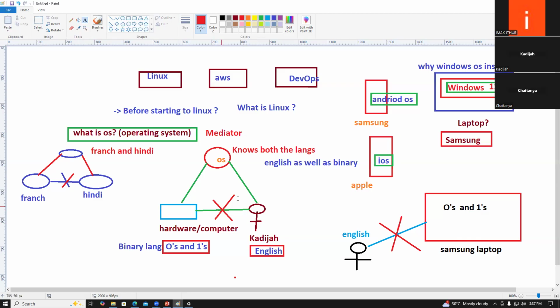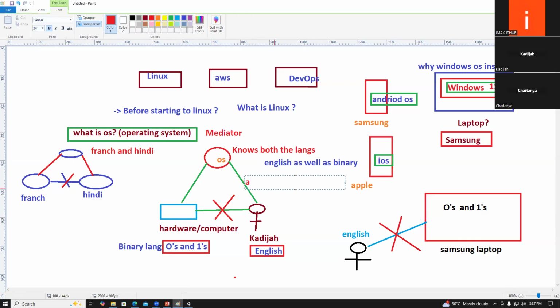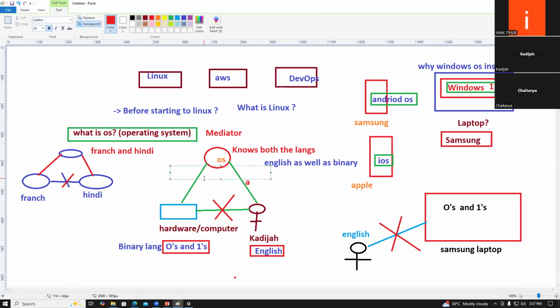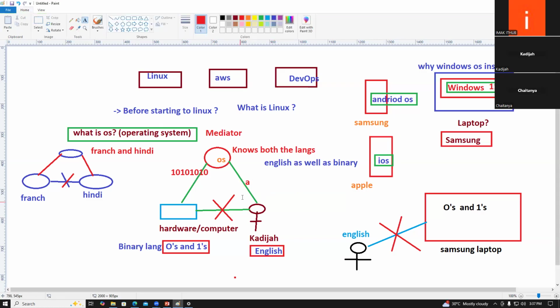Yes. So whatever you are typing on the keyboard, A, the OS will take this A and translate it to binary language, 100010 something. It converts to the binary language and forwards it to the hardware, the computer or laptop. The same way, the OS takes from the hardware and converts to the high level language, English language, and conveys to the user. Now you understood? OS is a simple language.